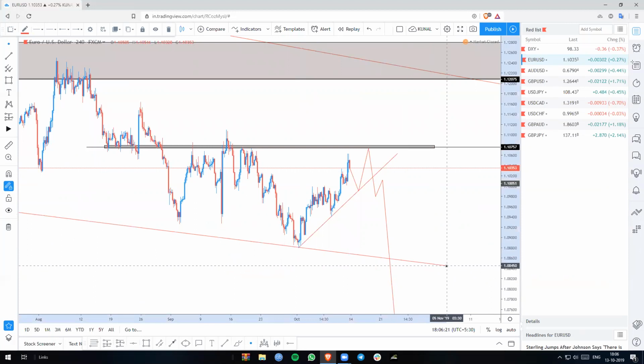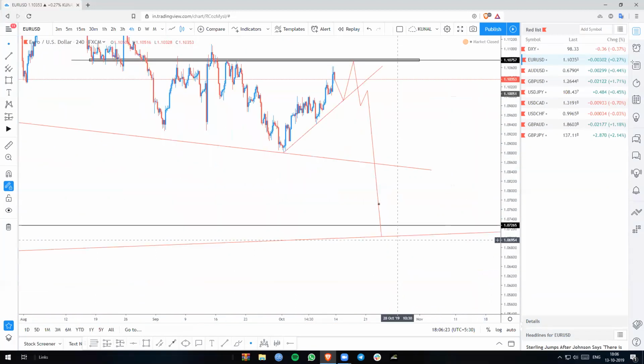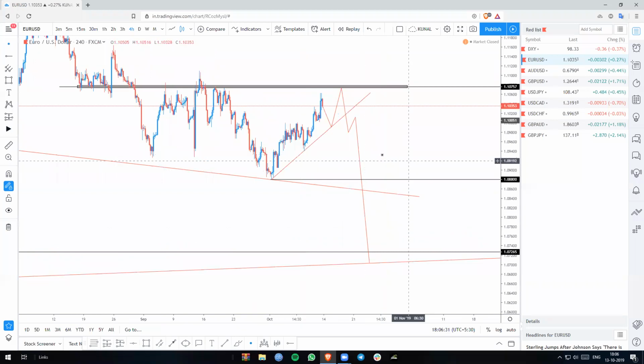So that can be a very long term target, but we can at least target this level, and maybe we can also target this low which we have there. So I hope it's clear.